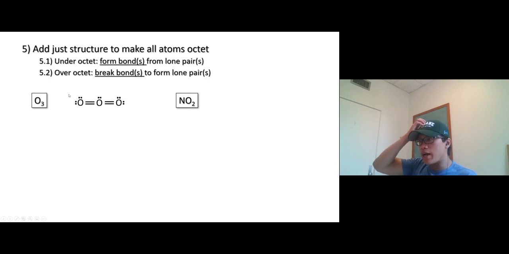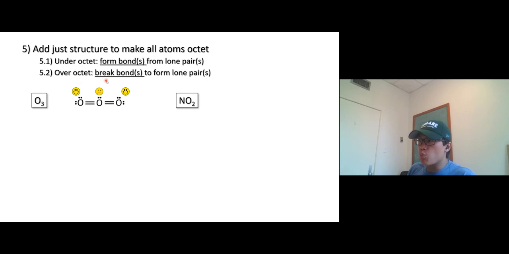Now check real quick if everyone is octet. Start with the oxygen on the left side. 1, 2, 3, 4, 5, 6, 7, 8. So it's good. Try the oxygen on the right side. 1, 2, 3, 4, 5, 6, 7, 8. So that's all good as well. Now in the middle though, 1, 2, 3, 4, 5, 6, 7, 8, 9, 10. Blech. That's over octet, right? Oxygen has only 1 s orbital and 3 p orbitals, so 8 electrons total. It cannot hold 10 electrons. So here's what we're gonna do.